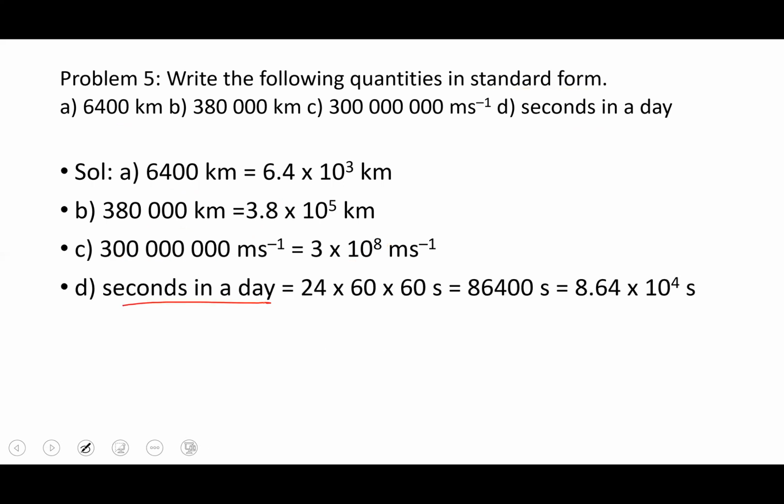Next, seconds in a day. So we know that there are 24 hours in a day, 60 minutes in an hour, and 60 seconds in a minute. So if we multiply them all, it will be 86,400 seconds. If we want to write it in scientific form, 1, 2, 3, 4, so 8.64 × 10^4 seconds is the answer for this question.